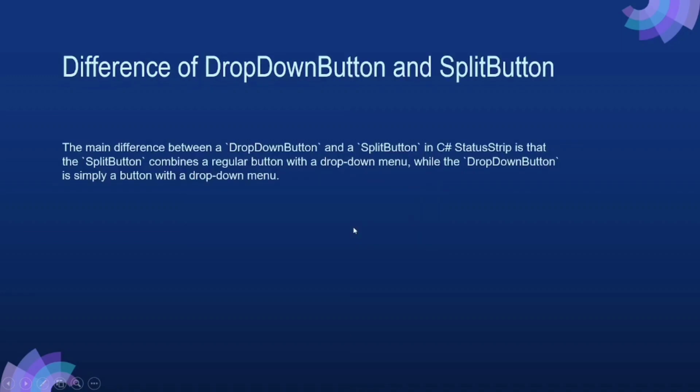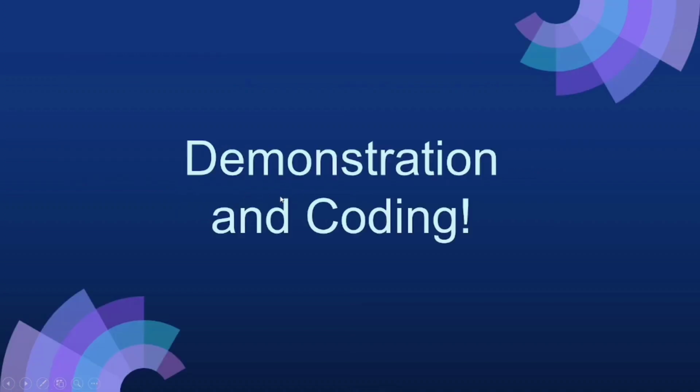Split button. Now, the difference between drop-down button and split button. The main difference between a drop-down button and a split button in C# status strip is that the split button combines a regular button with a drop-down menu, while the drop-down button is simply a button with just a drop-down menu. That's the main difference between the two. Split button is a combination of regular button and the drop-down, while the drop-down is simply a button with drop-down menu. Now, we will go to demonstration and coding.